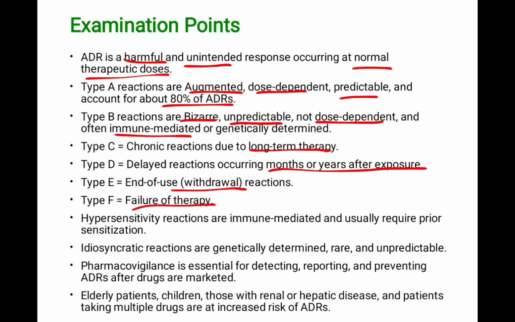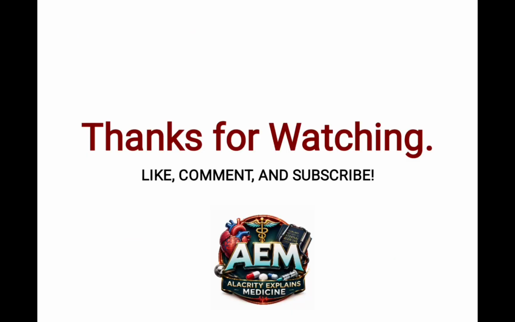Now, hypersensitivity reactions, we said they are immune mediated and usually require a prior sensitization. We talked about idiosyncratic reactions, which we said are genetically determined, they are rare, as well as unpredictable. We talked about pharmacovigilance, which we said is very essential for detecting, reporting, and preventing adverse drug reactions after drugs are marketed, after drugs have been released into the market. And for elderly patients, children, those with renal or hepatic disease, and patients taking multiple drugs, they have an increased risk of adverse drug reactions.